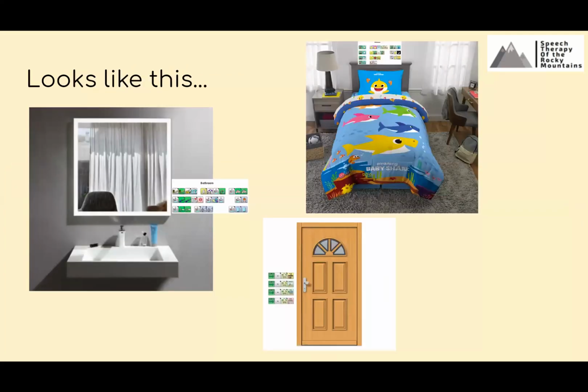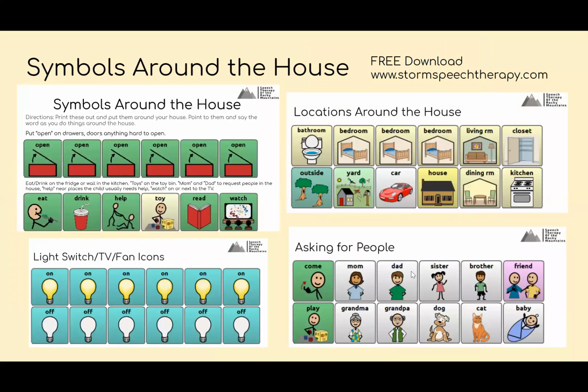So here's what it would look like. I'm a visual person, so I made you guys some visuals. You've got the symbols right next to the bathroom mirror, some symbols next to a door, and some symbols above the bed. Oh, and you want to think about putting these at your child's eye level so that they can actually see what you're looking at and touching.